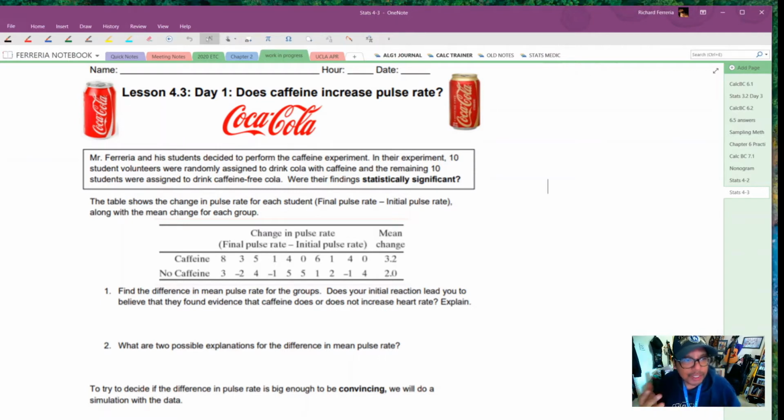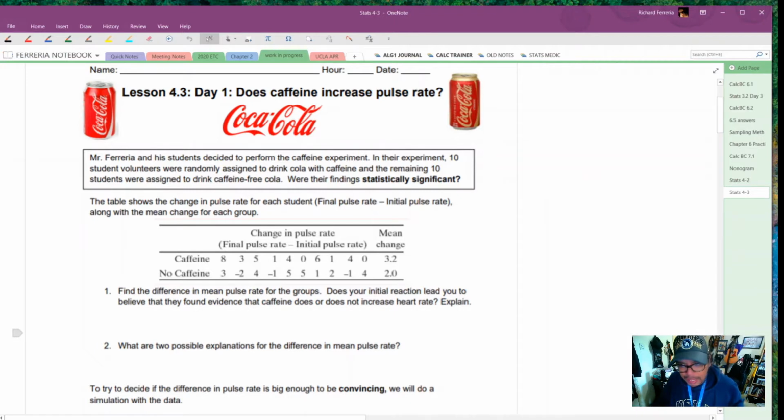This is good experimental design, 10 randomized into two different groups. We know already that that design is called a completely randomized design. But the thing we don't know is this whole statistically significant thing. So here's what we got. The table shows the change in pulse rate for each student. Remember, it's a change in pulse rate, final pulse rate minus initial pulse rate, along with the mean change for the group.